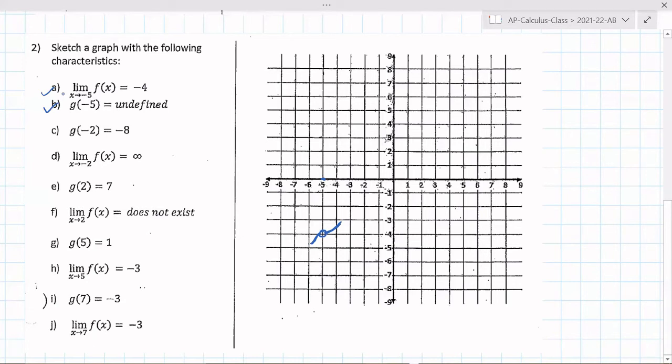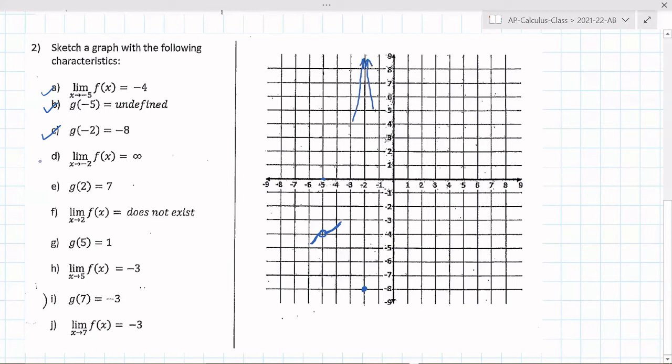G of -2 is -8. So the value at -2 is negative. So this point is on the graph. Got that. The limit as x tends to -2 is infinity. So when you see that written like that, that means from both sides, it has to go towards positive infinity. So near -2, it has to go towards positive infinity.